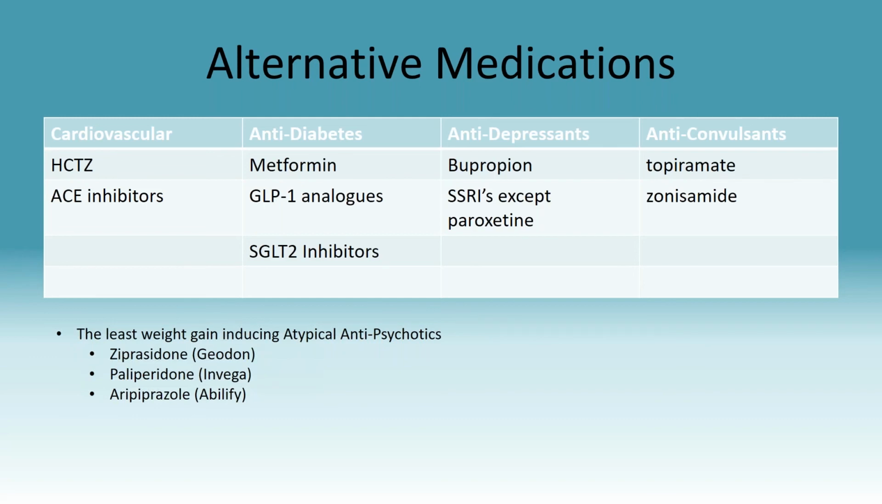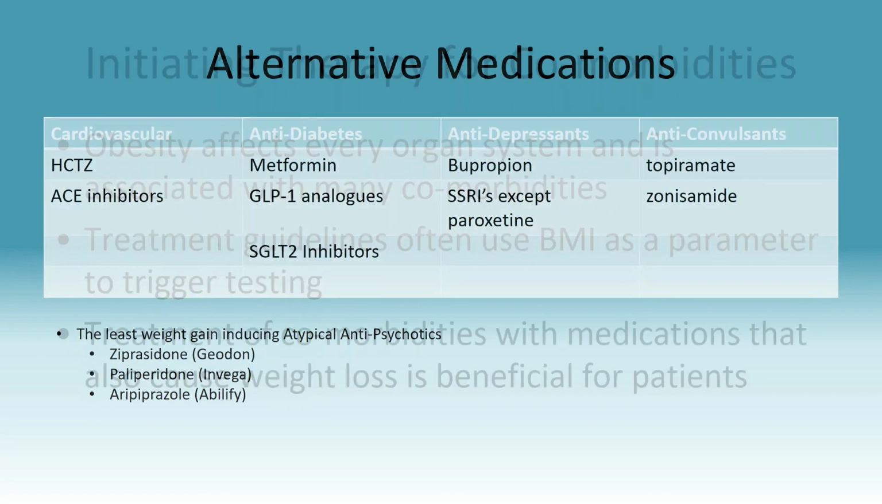In terms of the anticonvulsants, you can use topiramate or zonisamide, which are alternatives that actually promote weight loss. Both of these medications do have weight loss as a side effect. In terms of the least weight gain inducing atypical antipsychotics, as we said before, the ziprasidone or Geodon is really the least of all of them. And then we have paliperidone and aripiprazole, which also, although they can cause some weight gain, it's usually the least amount of all of the atypical antipsychotics.